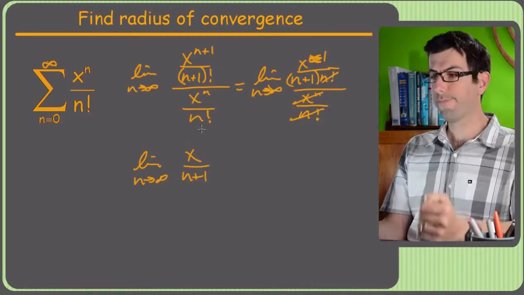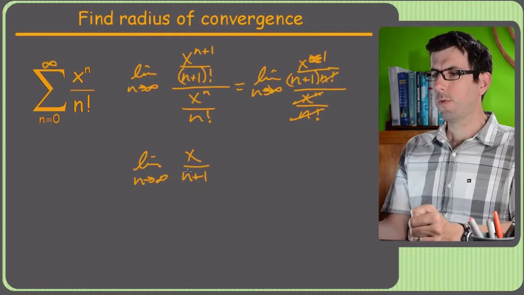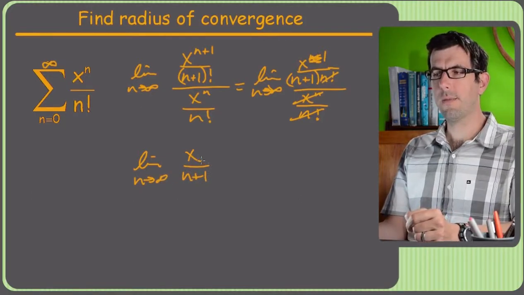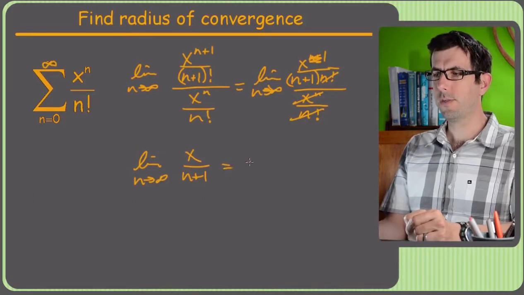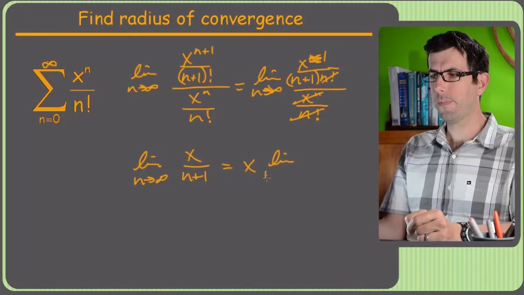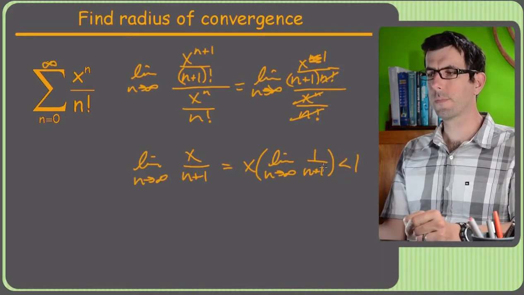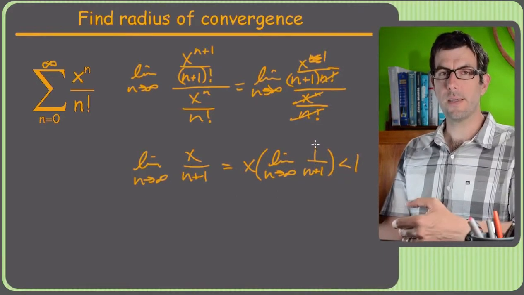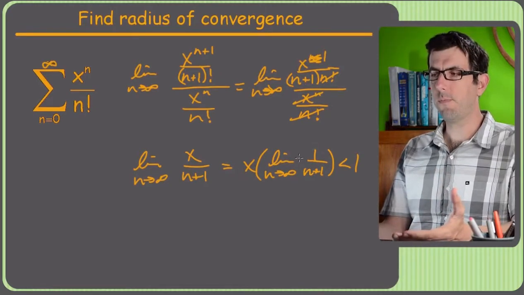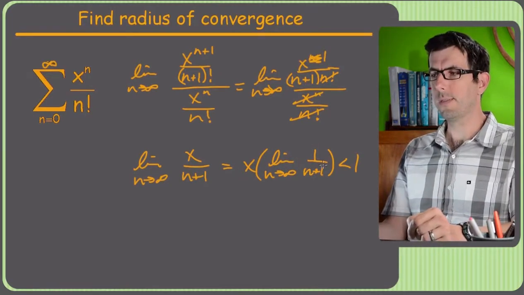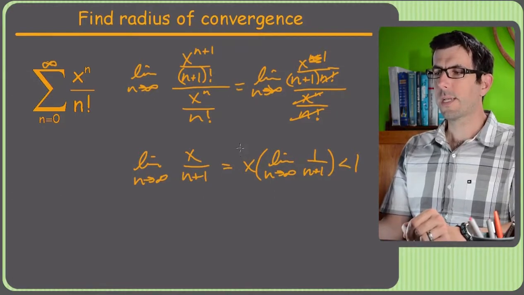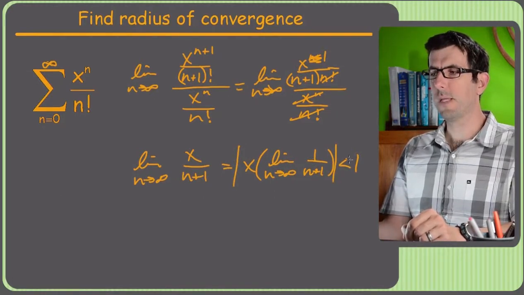All right, so what's the deal here? Well, as n approaches infinity, once again, we've got an x and we've got an n, so what we could do is just move the x out front. So it'll be x times the limit as n approaches infinity of 1 over n plus 1. And remember, I want all this to be less than 1, because the ratio test tells you the series converges if r, the ratio, is less than 1. Or technically, you want the absolute value of this to be less than 1.